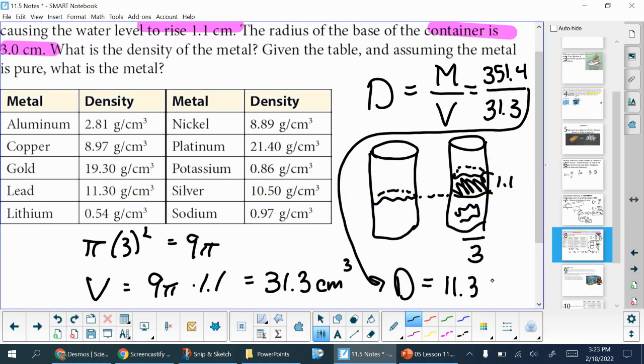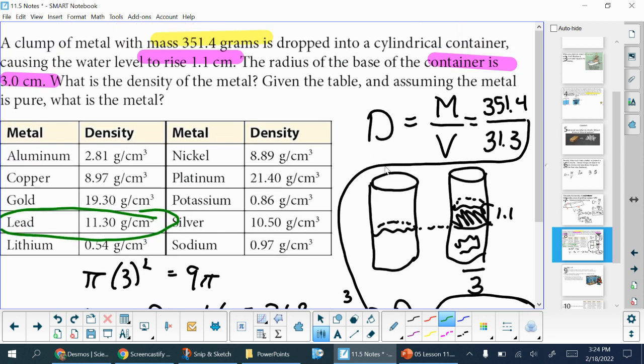Again, since my mass was in grams and my volume was in cubic centimeters, the units are grams per cubic centimeter. So now this gives us an option to say, okay, if that's the density, let's go through our list and find one that is the same. Well, hey, there's one that's pretty close. 11.3 grams per cubic centimeter gives me lead. So whatever this metal was, it was lead. It's the only one that's even close on our list. Okay, so that's the idea here.